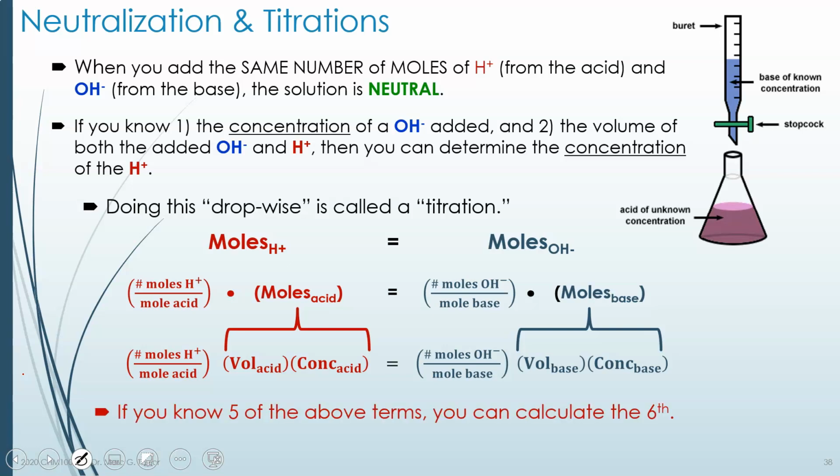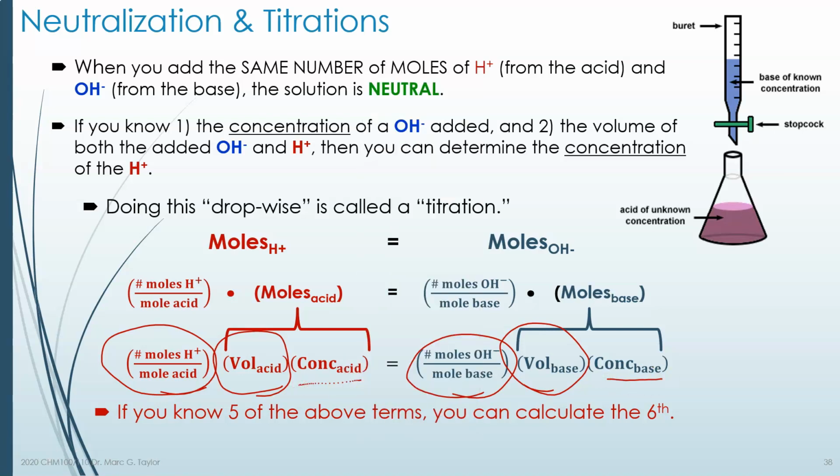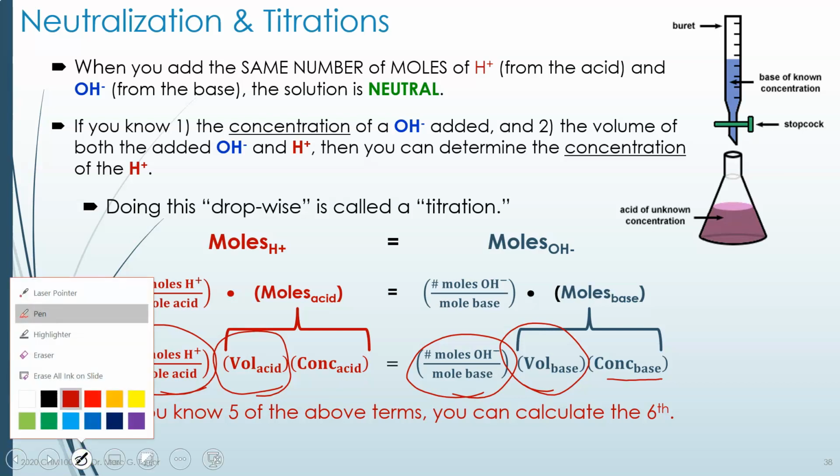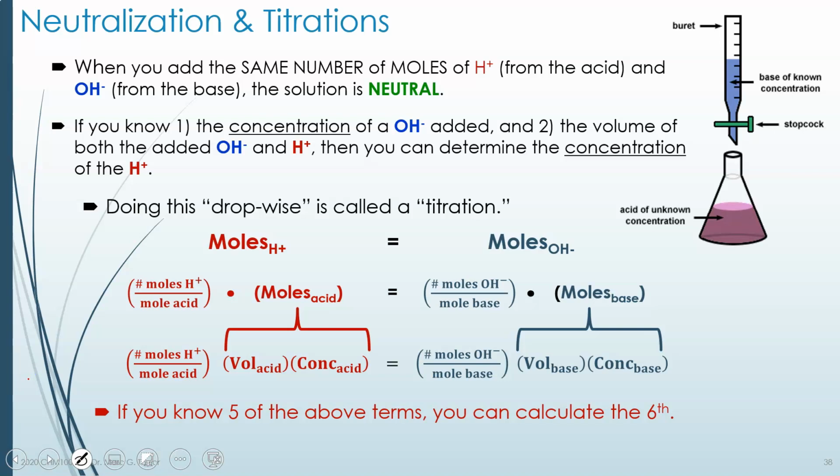you have 6 different variables here. If you know what the compounds are you're working with, well, you know how many protons are on each acid, you know how many hydroxides are on each base. You can measure your volume of your acid, you can measure the volume of the base that you added, and hopefully you know the concentration of either the acid or the base to start with, and then you can calculate the other. But it doesn't matter which of these 6 you're missing, as long as you have the other 5, you can easily calculate what the 6th variable is by using this equation.